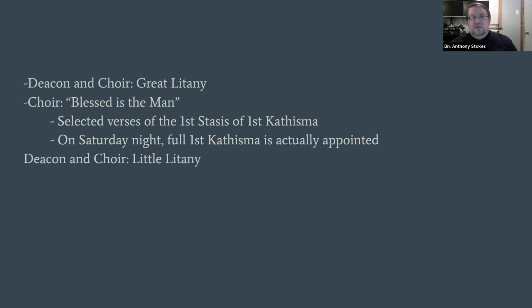Typically what you see is a setting of the first stasis of the Kathisma, the first 3 psalms, with selected verses with the refrain Alleluia, and generally called Blessed is the Man or something like that. And if you were going to do the whole Kathisma, you could still do Blessed is the Man, and then go on and read the second and third stasis of the first Kathisma after that, with the little Lord have mercy, Alleluia, Alleluia in between each stasis, kind of like at Matins. But it is appointed to be the whole Kathisma at Vespers.